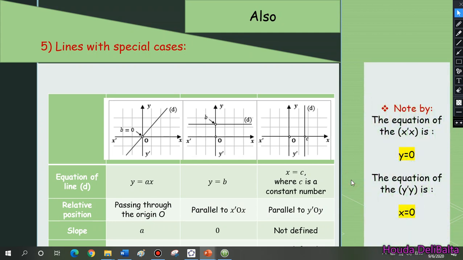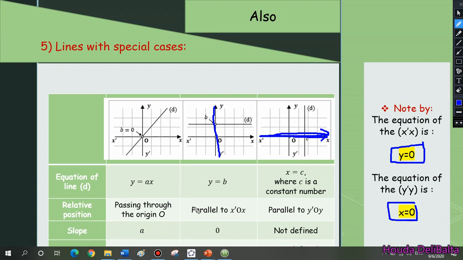And here is a note. The equation of the x-axis is y equals 0. You have to know that. Here is, for example, the x-axis. Notice that the x-axis never moves, neither up nor down. So its equation is just y equals 0. And the equation of the y-axis, as you see here, it doesn't move neither left nor right. Then its equation is just x equals 0. And you have to know the equations of the axes: x-axis is y equals 0, and y-axis is x equals 0.